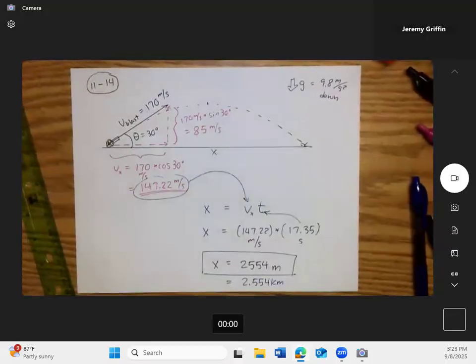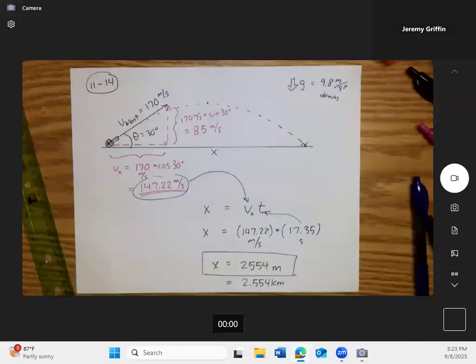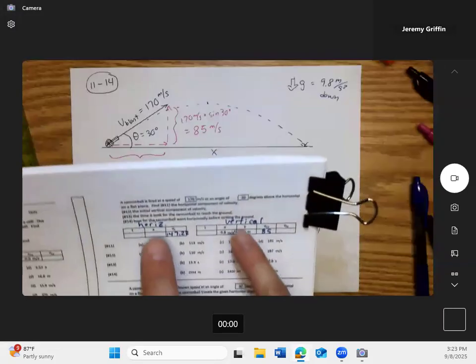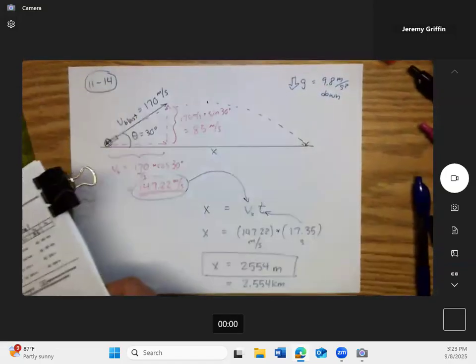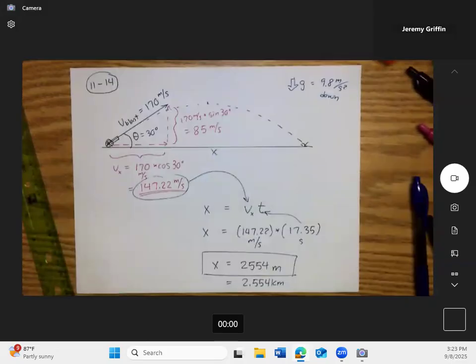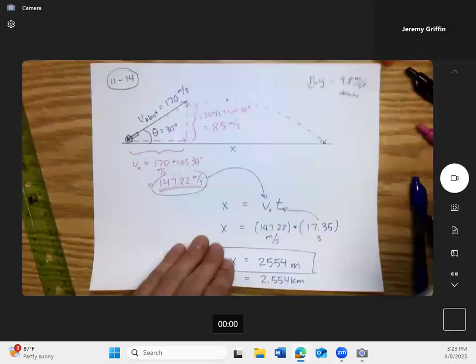How about you guys? Is that working out on your paper too? Okay, what was the answer for that game? 13. How much time did it take for the cannonball? Right. Okay. Here, let me show you guys. So 13, I did 3 different ways.